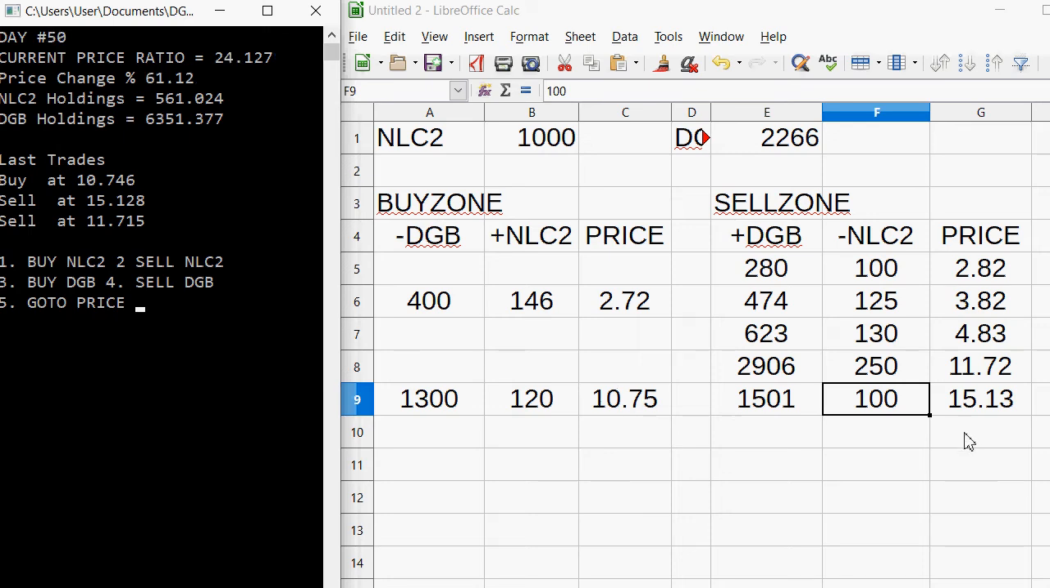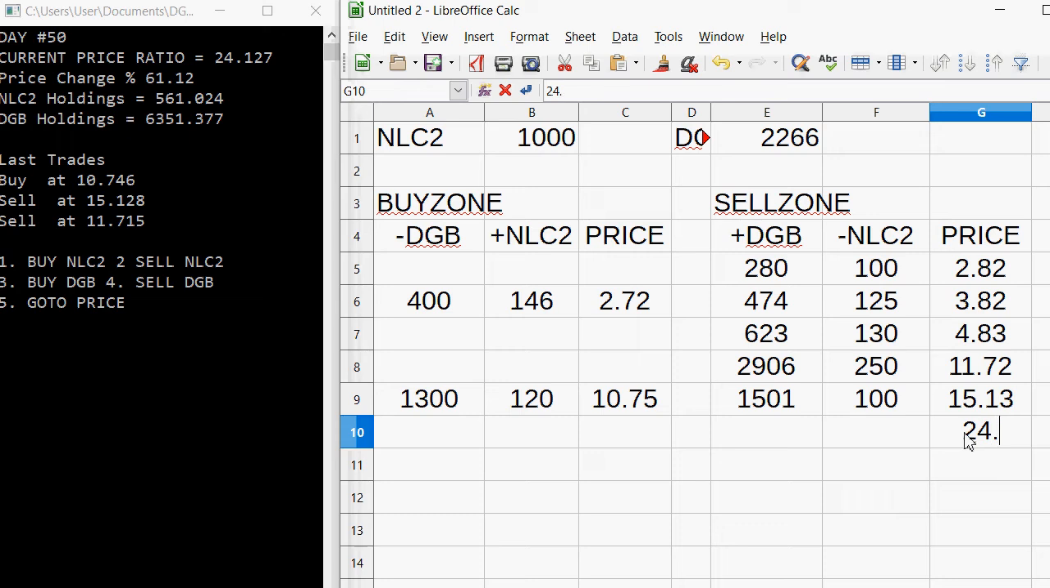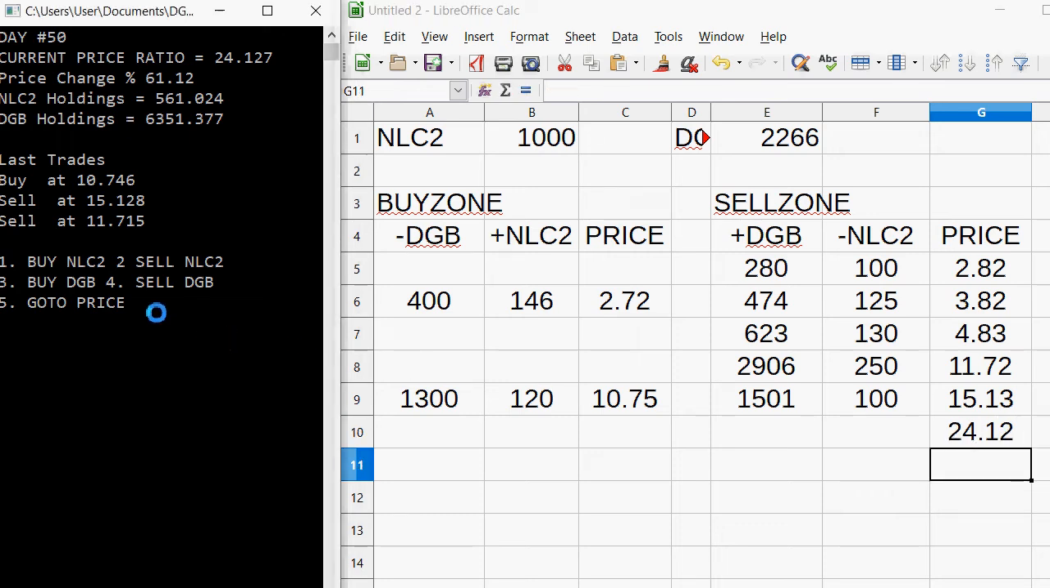24, wow, nice. Wow, on a 61% up day. So it's time to unload NLC2 in a spot, and when markets go up like this, I mean, your last trade's 10, it went to 24, it's doubled. You technically could even go half. But I'd really like to see what happens.